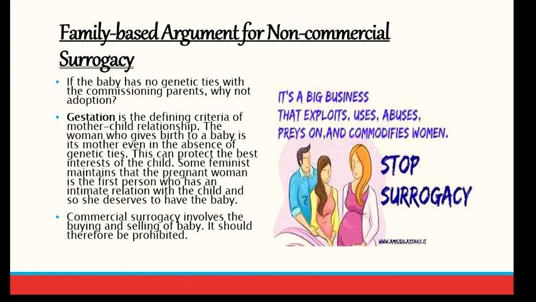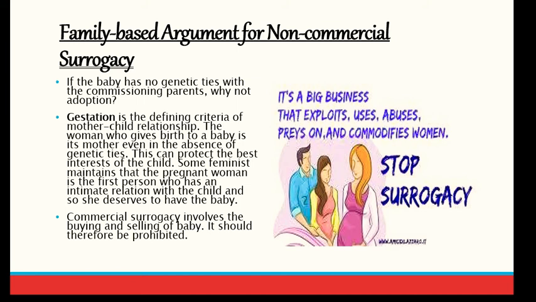So, what are family-based arguments for non-commercial surrogacy? If the baby has no genetic ties with the commissioning parents, why not adoption? You can see that gestation is the defining criterion of the mother-child relationship. The woman who gives birth to a baby is its mother, even in the absence of genetic ties. This can protect the best interest of the child. Some feminists maintain that the pregnant woman is the first person who has an intimate relation with the child, so she deserves to have the baby.